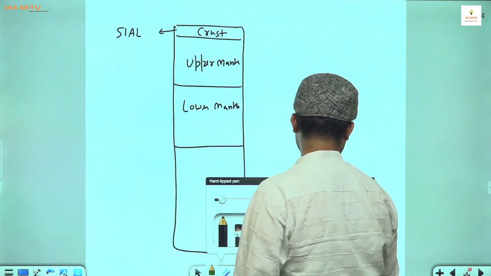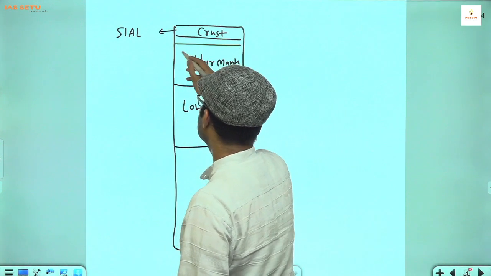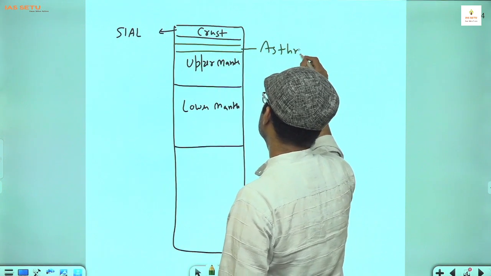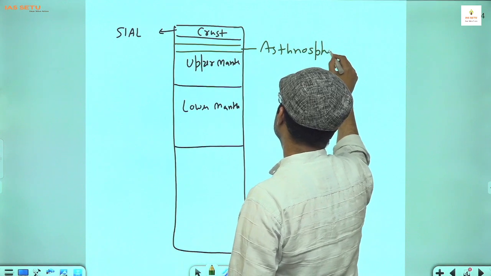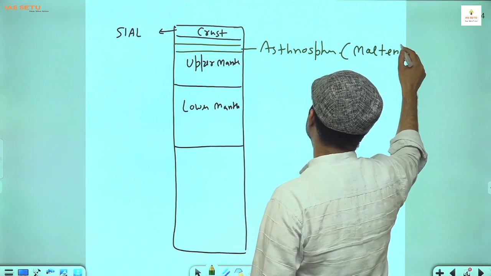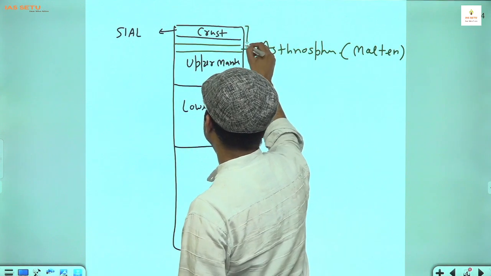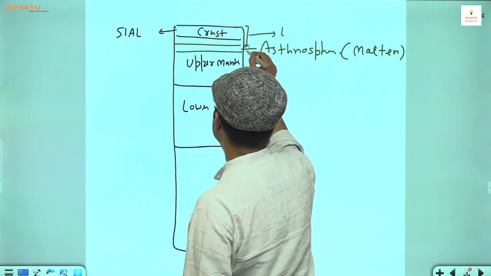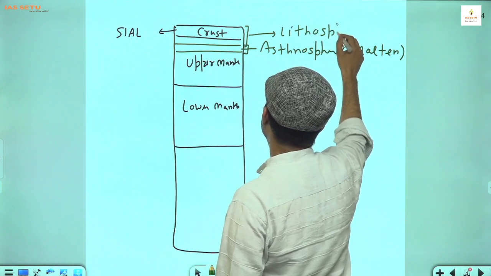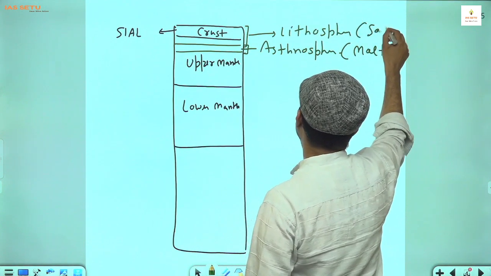There is an asthenosphere here. Some part of the upper mantle is asthenosphere, which is in the molten stage. Here this is lithosphere. This part is asthenosphere. This is lithosphere. Lithosphere is solid.